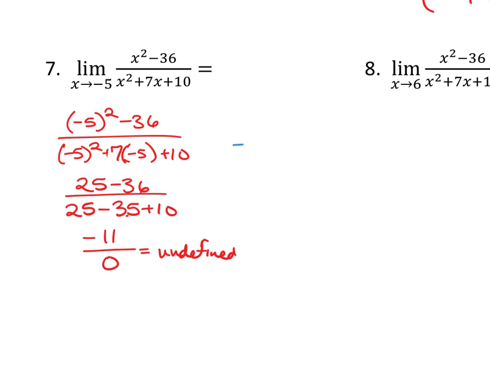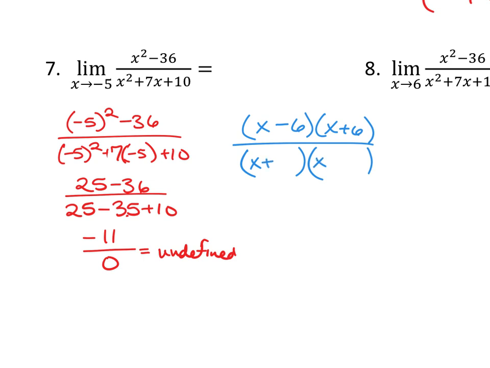Can we factor this polynomial or this rational function? Difference of squares, which means the top is what? Yep. The bottom does not have a GCF, but it is a regular trinomial. So we guess and check. X plus 2 and x plus 5. 2 times 5 is 10. 2 plus 5 is 7. Does anything cancel? No. So there's nothing else I can really do with this to find a limit. And since I got an undefined limit, this limit does not exist.